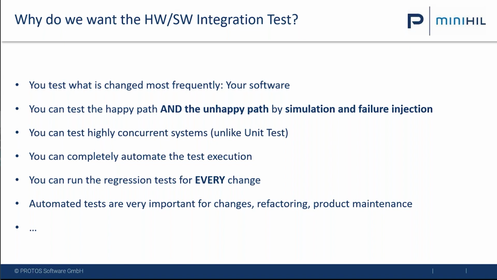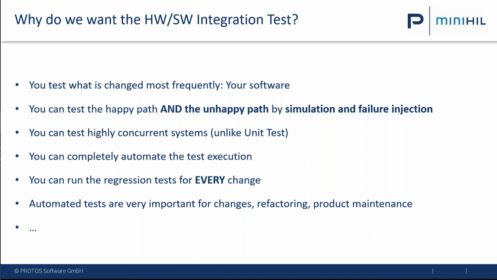Then you can test the happy path and the unhappy path. So not only the happy path, but if you integrate simulation and failure injection, you can also bring the system into situations where you produce errors and test what happens in case of an error. That's usually much harder to do, and it's especially very hard to do with a real system. It's easy to do with a simulation.